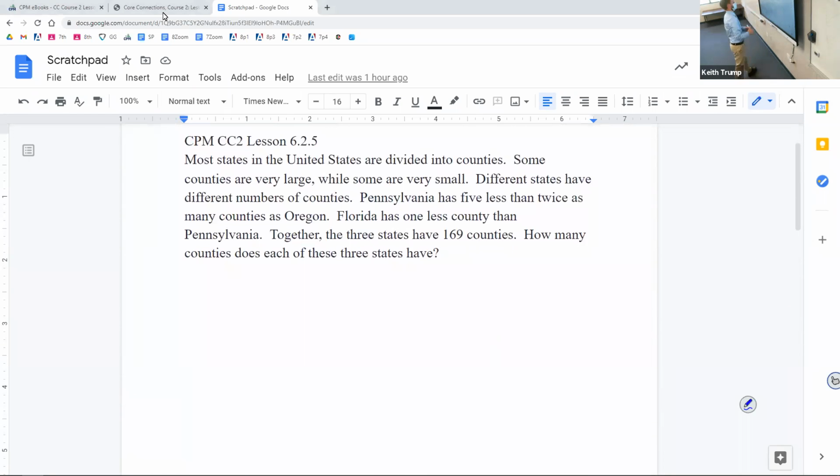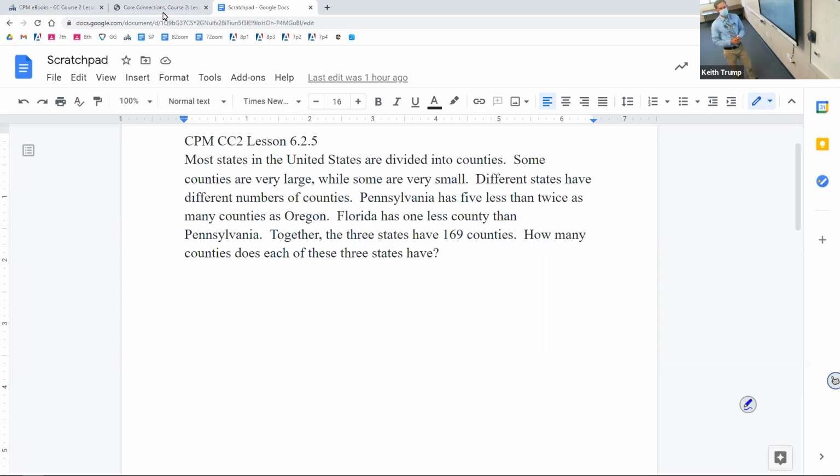So it says most states in the United States are divided into counties. Some counties are very large, while some are very small. Different states have different numbers of counties. I'm not really sure that we have any numbers for our problem yet, so I don't think we need to write any of that down. Pennsylvania has 5 less than twice as many counties as Oregon. Florida has 1 less county than Pennsylvania. Together, the 3 states have 169 counties. How many counties does each of these 3 states have?